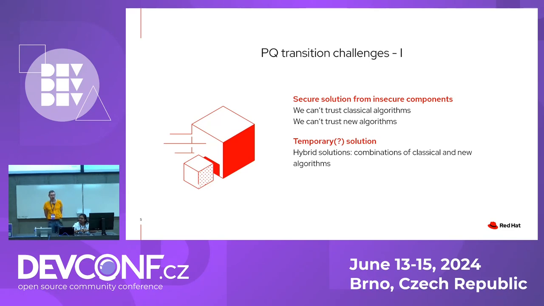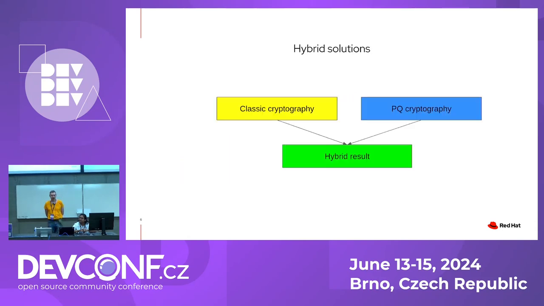So the current approach is that we will use a so-called hybrid solution. Hybrid solution is quite simple. We make some calculation using classic cryptography. We make some other calculation using post-quantum cryptography. And then we combine results. Again, there are several approaches. There can be some key concatenation. There may be other combinations of keys. There may be independent calculations of keys and signatures, but the goal of the hybrid approach is quite simple. If one of the algorithms of the hybrid pair is broken, but the other is still not, we are more or less on the safe side.